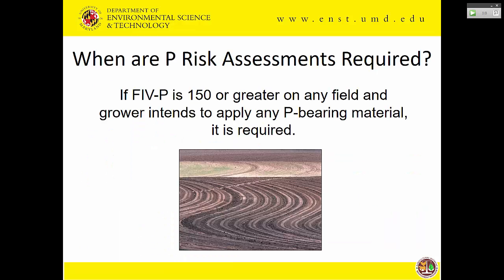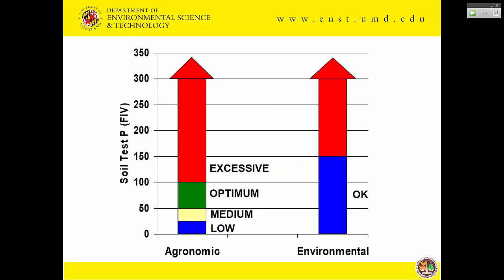So when is the phosphorus risk assessment required? Anytime the FIV P, that is our way of talking about soil tests in Maryland, is 150 or greater. And as we looked on that graph yesterday, 150 is way out in the excessive range. It's not at a point where it should limit anybody's ability to grow the crop at the yield goal they want. So if it's an FIV of 150 or greater and the farmer intends to add any P-bearing material, starter on his corn, manure, compost, whatever, a P risk assessment is required. If the farmer has fields above 150 and he's not going to apply any P, you go, thank you, buddy, let's go get a beer, all right? But if he's going to apply anything, you need to run the P risk.